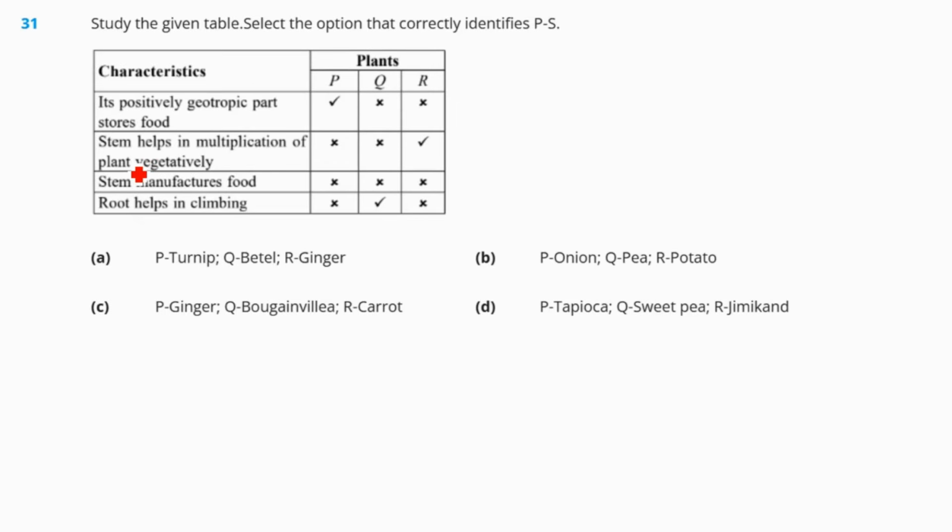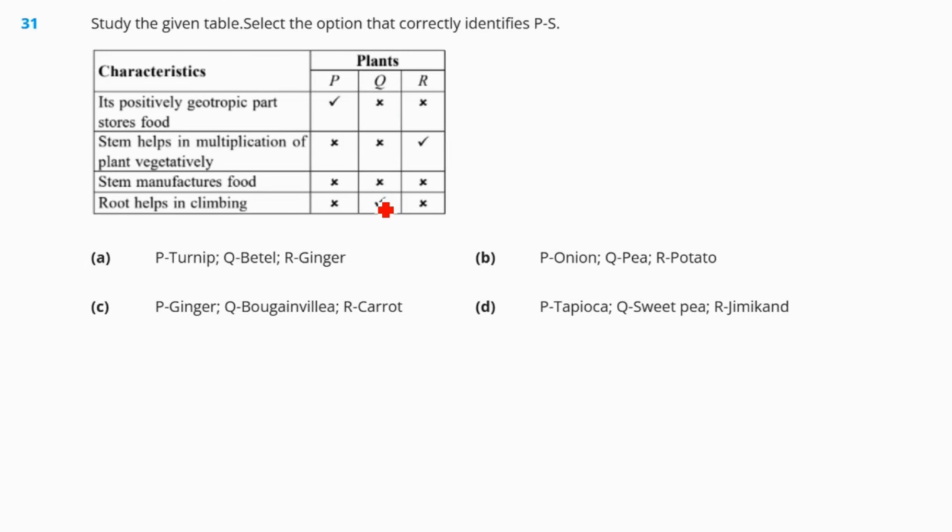Question number 31. Study the given table, select the option that correctly identifies P, Q, and R. So P is a plant that is positively geotropic. Part stores food. It does not help in multiplication vegetatively. Stem manufactures food, no. And climbing, root helps in climbing, no. Q has the property that roots help in climbing, okay. R has the property that stem helps in the multiplication of plant vegetatively. So from here you can understand that the positively geotropic part that stores food can be plants like turnip, carrot, all this. Okay.